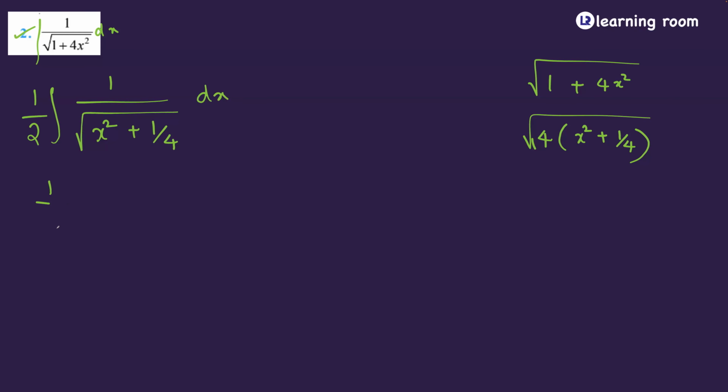So 1 by 2 into log of x plus root of x square plus a square plus c, where a square is 1 by 4. This should be the answer. Am I clear with this?